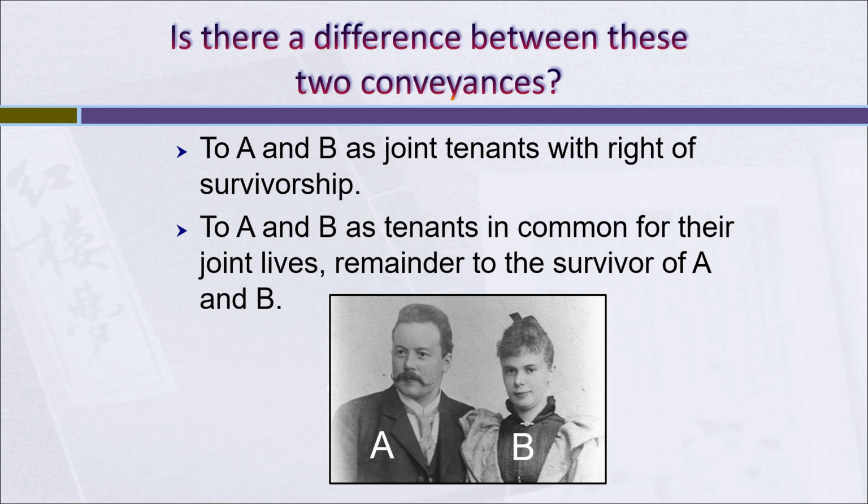The other one is worded a little differently. It says to A and B as tenants in common for their joint lives, remainder to the survivor of A and B. Now when we look at that, we say, well, it looks like it would produce exactly the same result as a joint tenancy with right of survivorship. Both parties own it with a 50% interest each during their lifetimes, and then when one of them dies, the other ends up owning all of the property. So the two forms of conveyance seem quite similar.